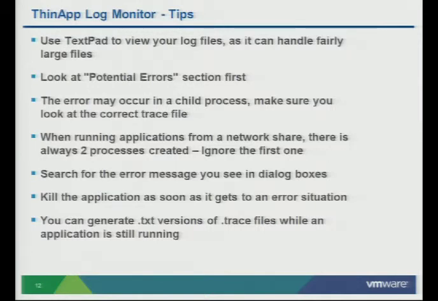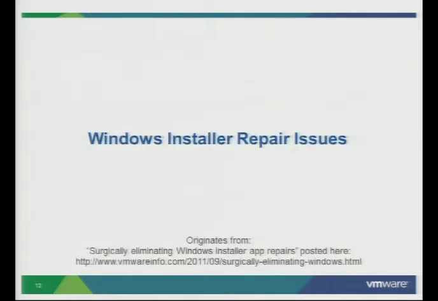And then just a note that while the execution is happening, you can generate text versions of the trace while you are executing the application. So, should we have a look at some troubleshooting examples? We have 2 of those today.